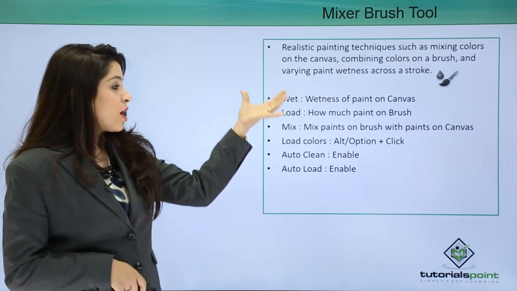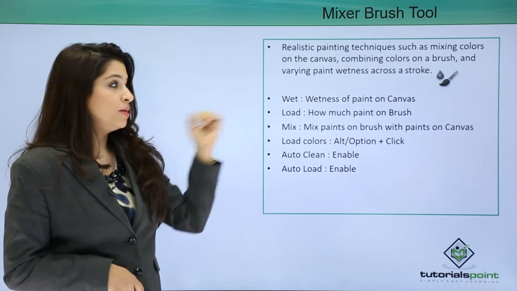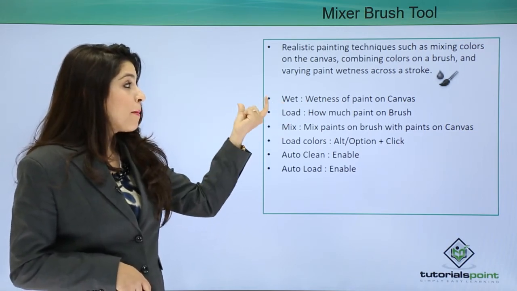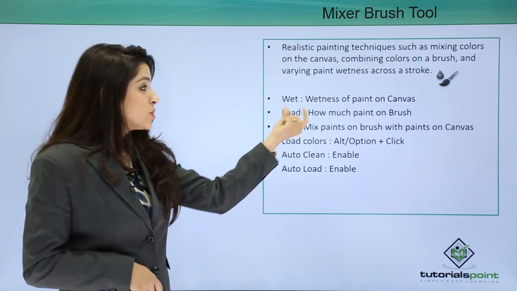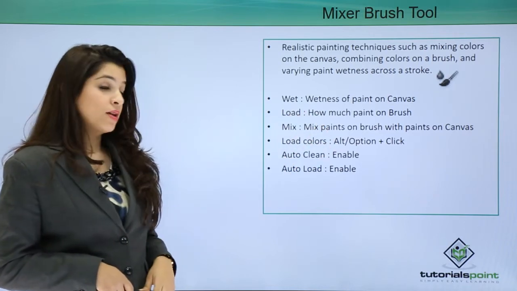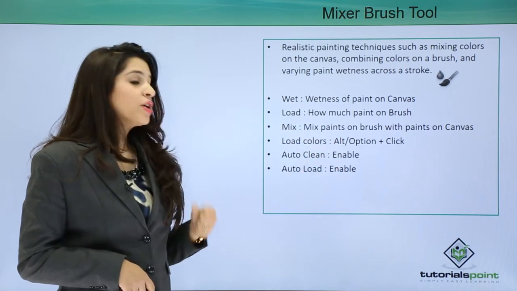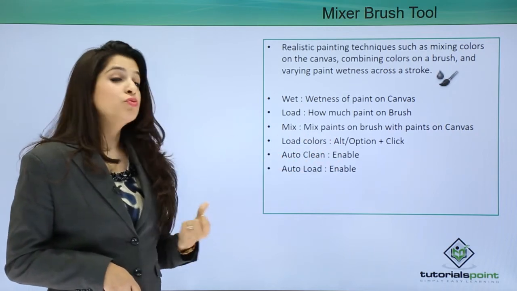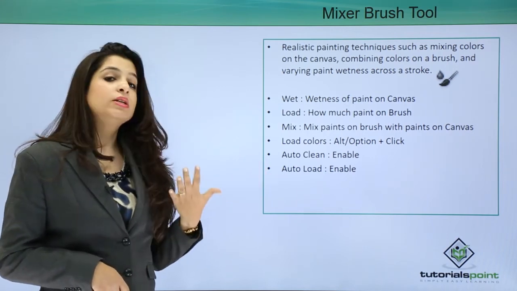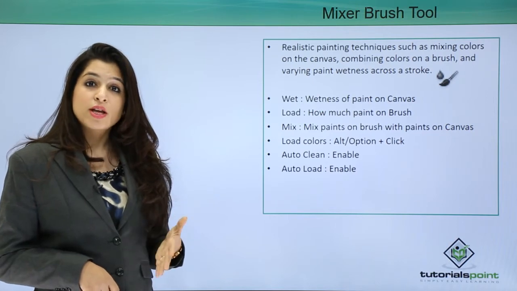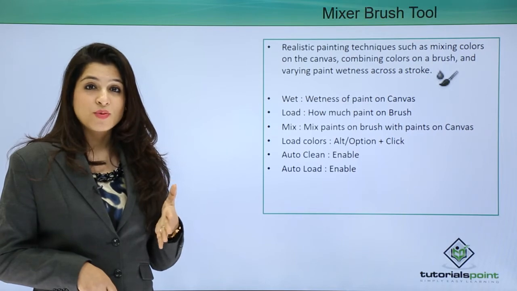So basically these are the options. We can change how wet our paint on the canvas can be. We can decide how much load of paint we want on our brush. We can mix two paints with the brush on the canvas. We can load colors by having the Alt option clicked. We can also enable auto clean, which will clean our brush before use again. And we can do auto load, which will enable loading every time. So let's go ahead and learn this amazing feature and create some realistic canvases.